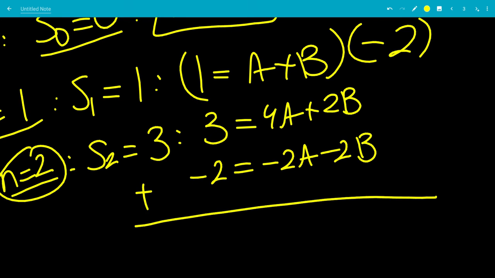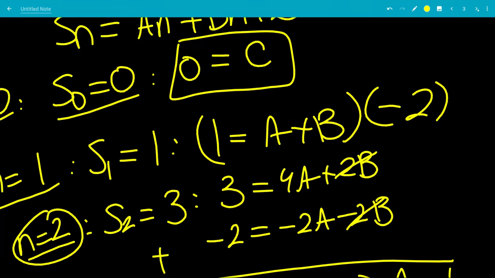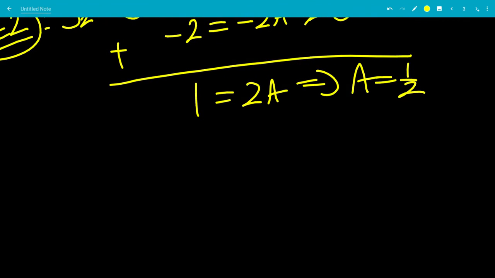Now we can add these terms up. 3 minus 2 is 1. 4a minus 2a is 2 times a. 2b minus 2b will cancel. So we can divide by 2, so that means a is 1/2. Okay, good. But we know that 1 equals a plus b. So 1/2 plus b is 1, so b is 1/2 also.